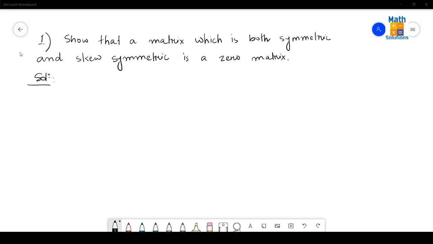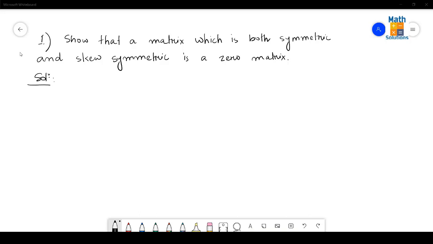Hello everyone. Through this video, we are going to discuss some additional questions on transpose of a matrix. In my previous video, I had discussed two more questions on the same part. So here, the first question goes like this.